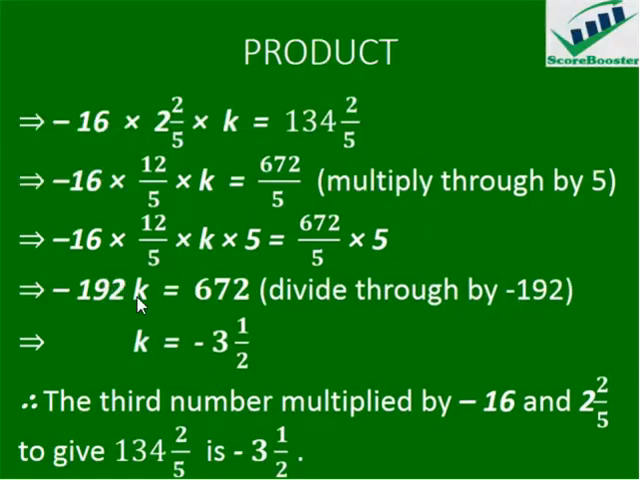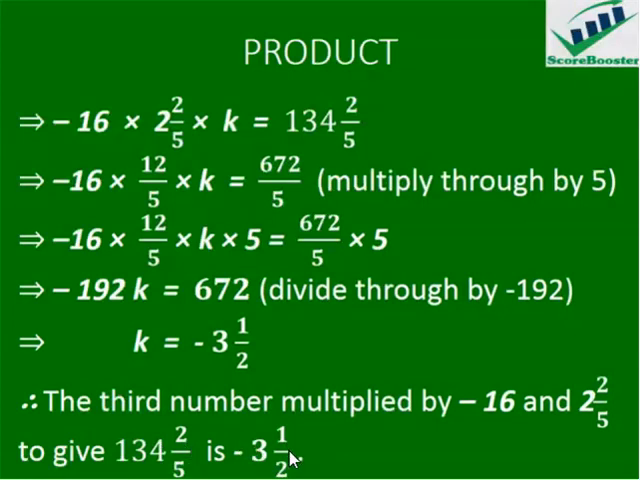we have k equals 672 divided by minus 192. And when you use your calculator, you get minus 3.5. So the value of k, that is that third number we don't know, is minus 3.5. That is, the third number multiplied by minus 16 and 2 whole number 2 over 5 to give this is what? Minus 3 whole number 1 over 2.